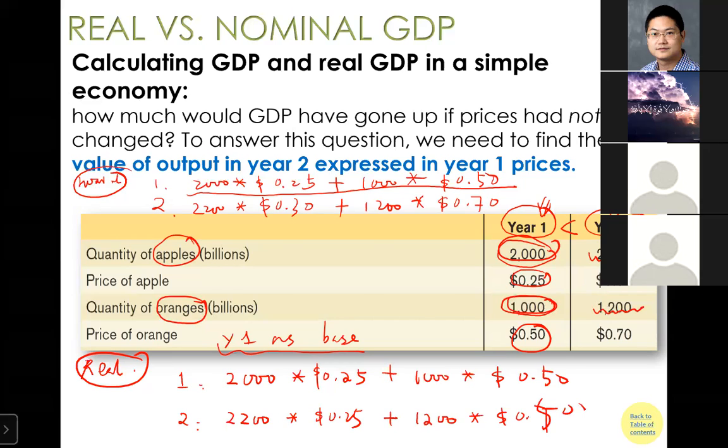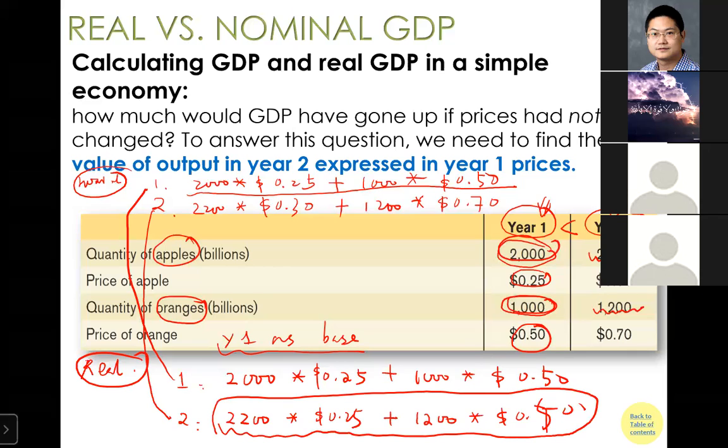Okay, so now we compare real versus nominal. For example, if you look at year two, you can clearly see the calculation is different, because in real GDP we use the price of the base year, while in nominal GDP we use the price of the current year. Okay, so here I just explained how we calculate real versus nominal GDP.